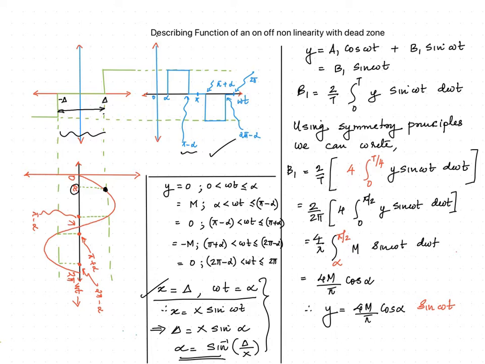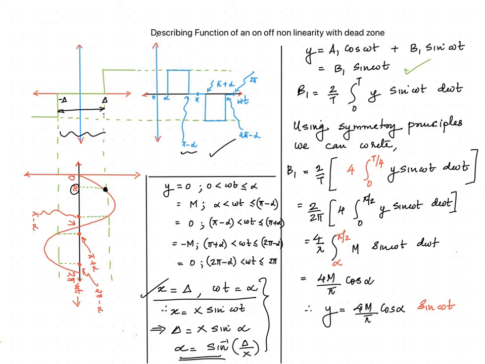By applying the harmonic linearization approach, y can be written as a1 cos omega t plus b1 sin omega t. And since it is odd symmetric, cosine components will be absent and y can be written as b1 sin omega t.